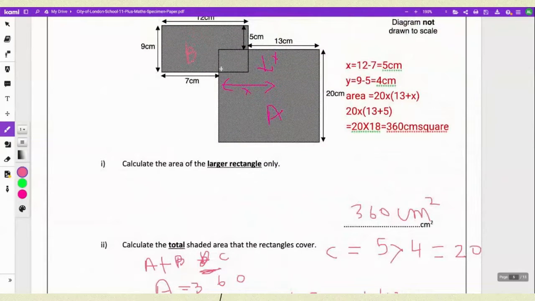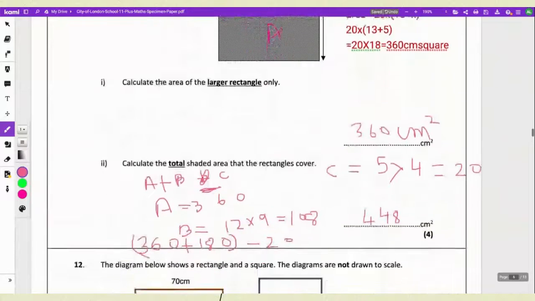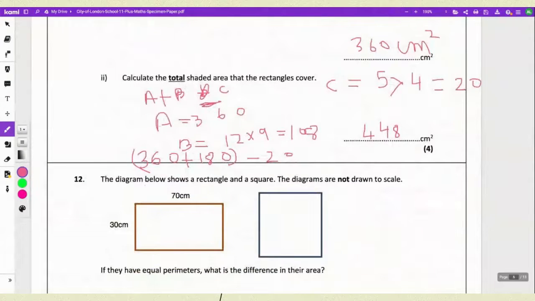And if you guys know what C is, this was C. So if you are stuck on this question, it's better to look at it again, and then try doing it.